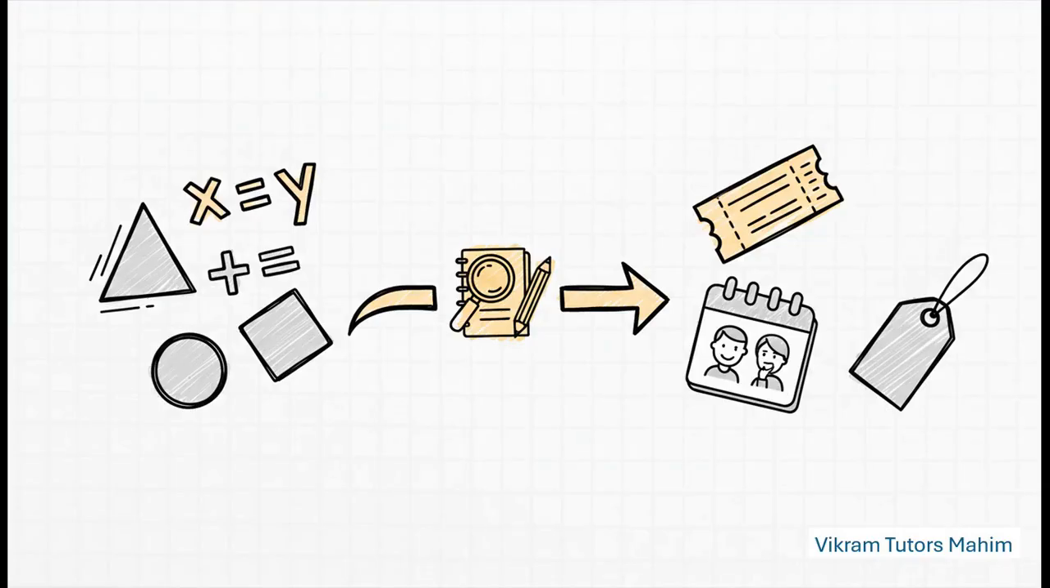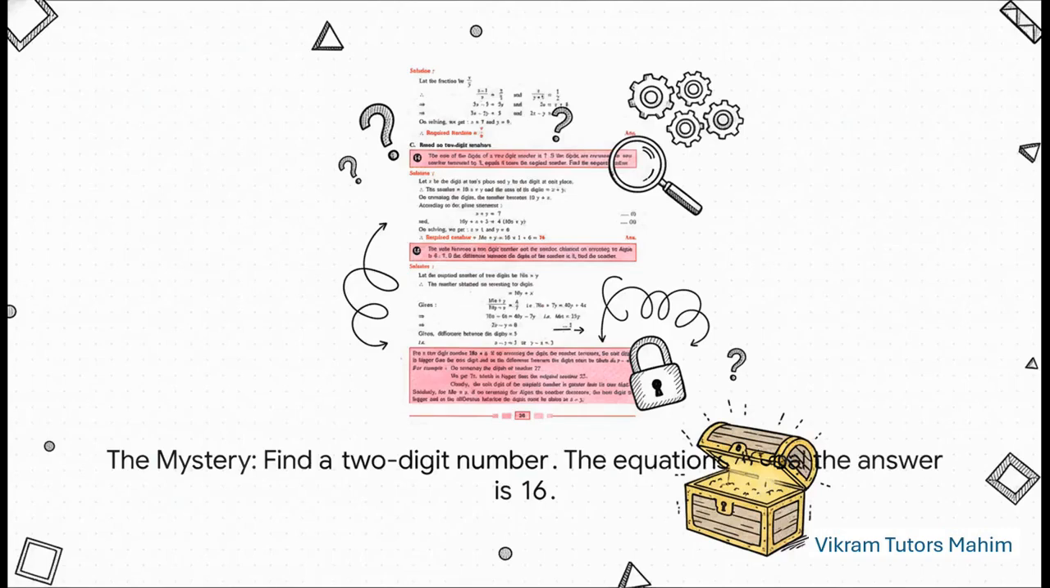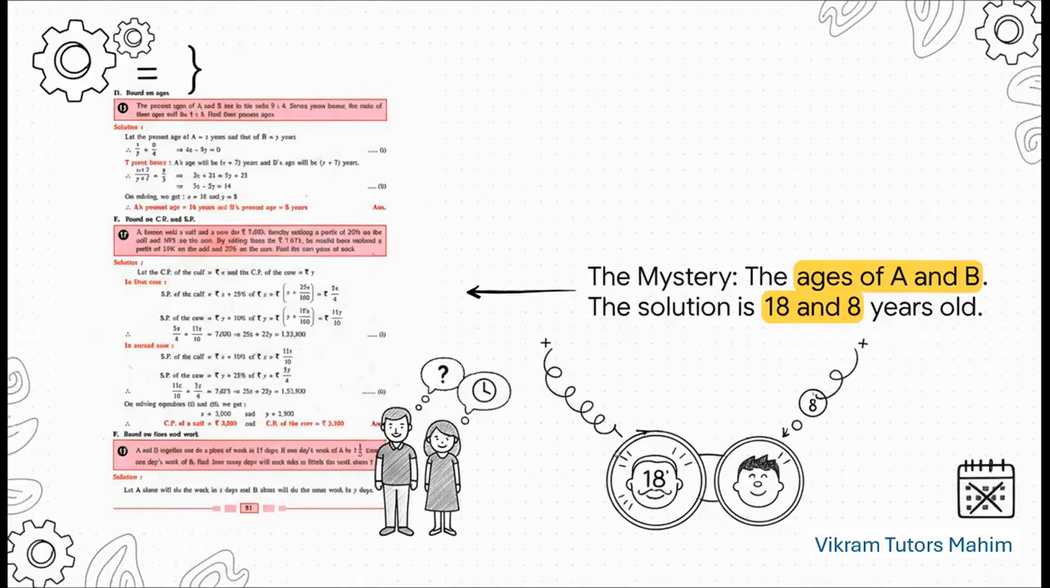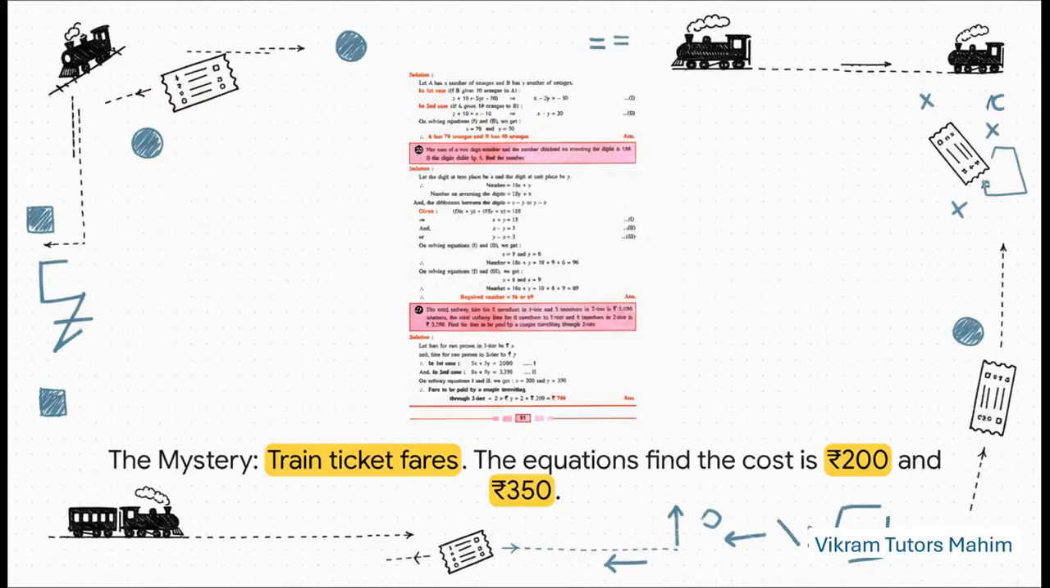So you might be thinking, what's the big deal? Well, these tools solve actual real-world problems. For example, you could figure out the digits of some unknown number just by using these equations. Or how about this? You can use them to solve a mystery about two people's ages from just a few clues. Even something complex like figuring out different ticket prices becomes totally straightforward with this stuff.